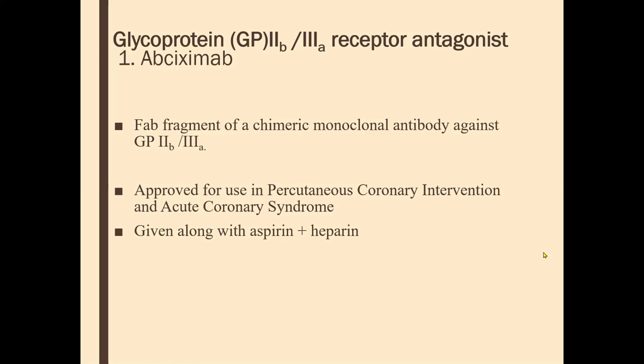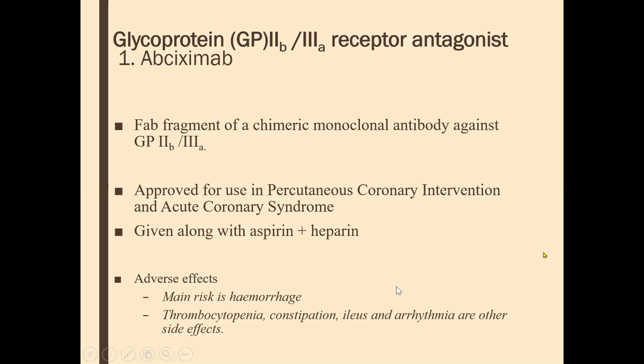So abciximab is a Fab fragment of the chimeric monoclonal antibody, right, against the 2B3 receptor, and it has been approved for use in PCI, percutaneous coronary intervention, like angiography and angioplasty, and also in acute coronary syndromes, the myocardial infarction or unstable angina, right? To prevent further MI. Okay, and again, this is given along with aspirin and along with heparin.